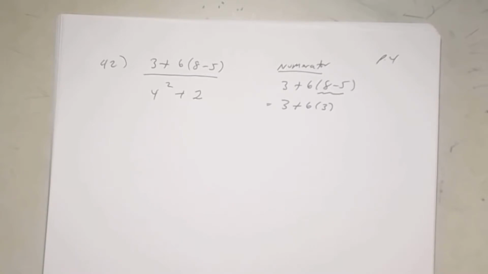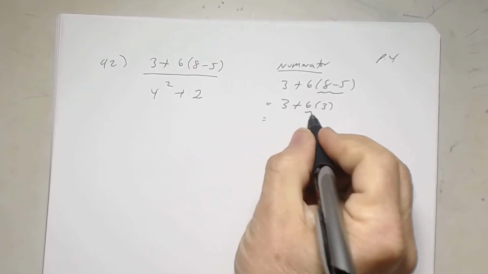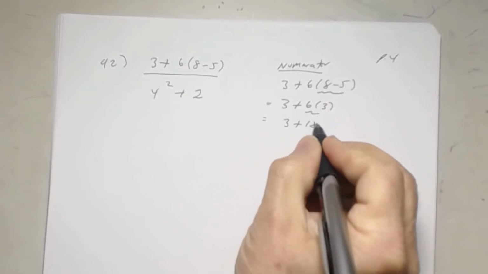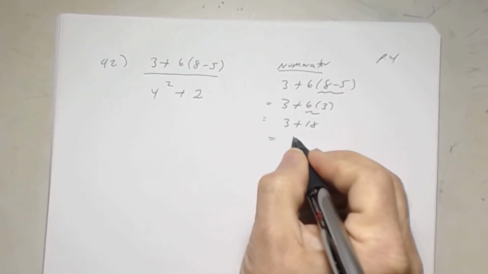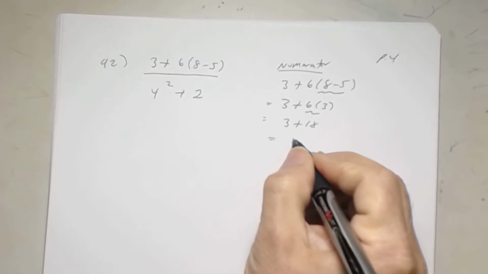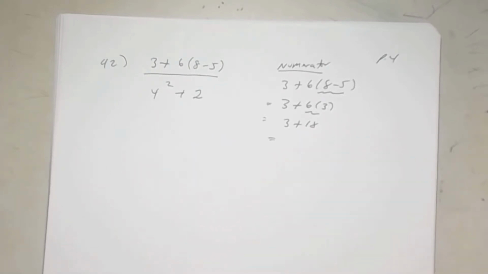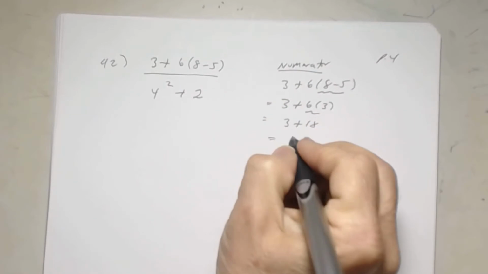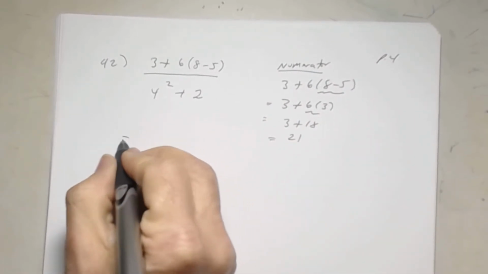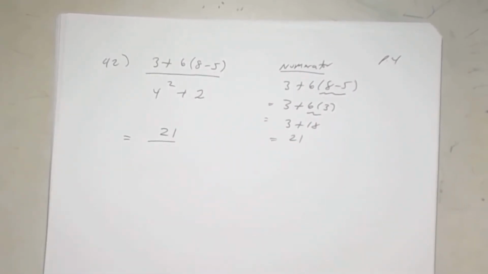What are the operations that are left? Addition and multiplication. According to the order of operations, what should you do next? Multiplication. What's 6 times 3? 18. So I get 3 plus 18, which gives me, use your fingers if you need to, 21. So that's your numerator.